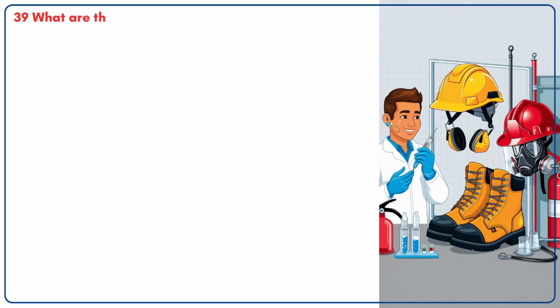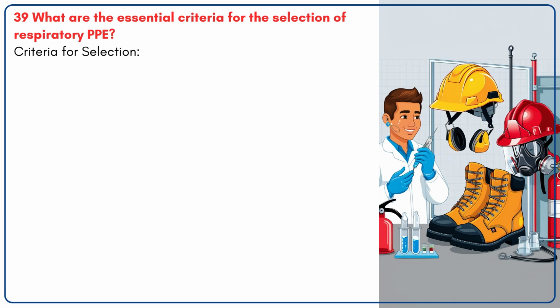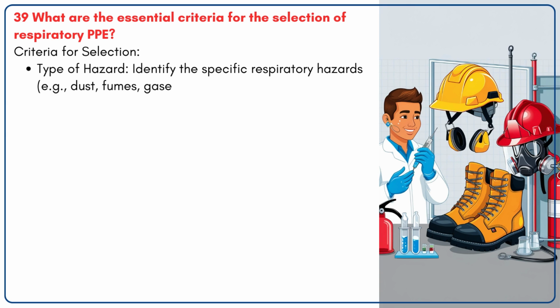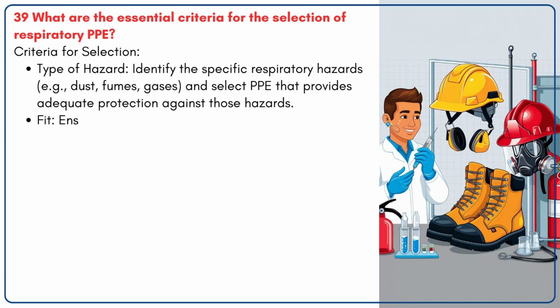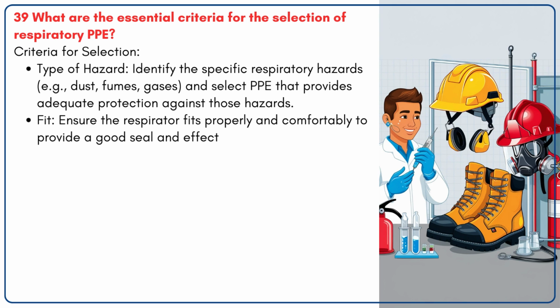39. What are the essential criteria for the selection of respiratory PPE? Criteria for selection. Type of hazard. Identify the specific respiratory hazards, for example, dust, fumes, gases, and select PPE that provides adequate protection against those hazards. Fit. Ensure the respirator fits properly and comfortably to provide a good seal and effective protection.